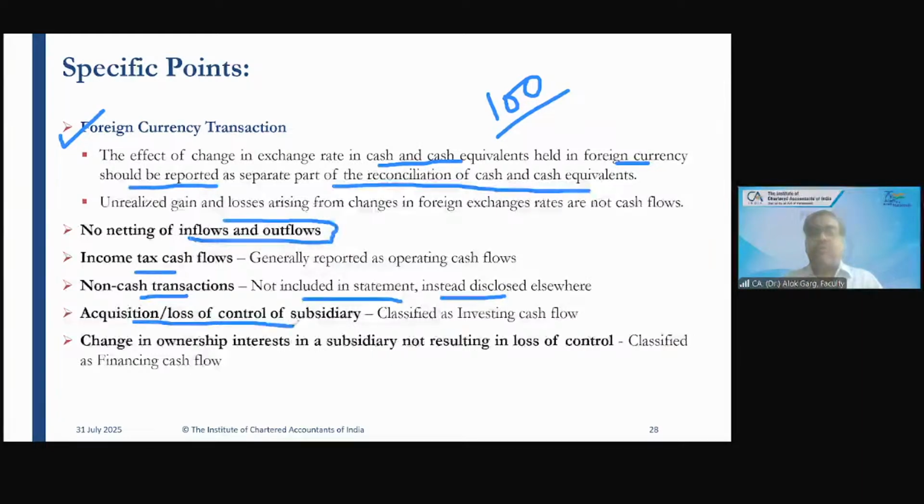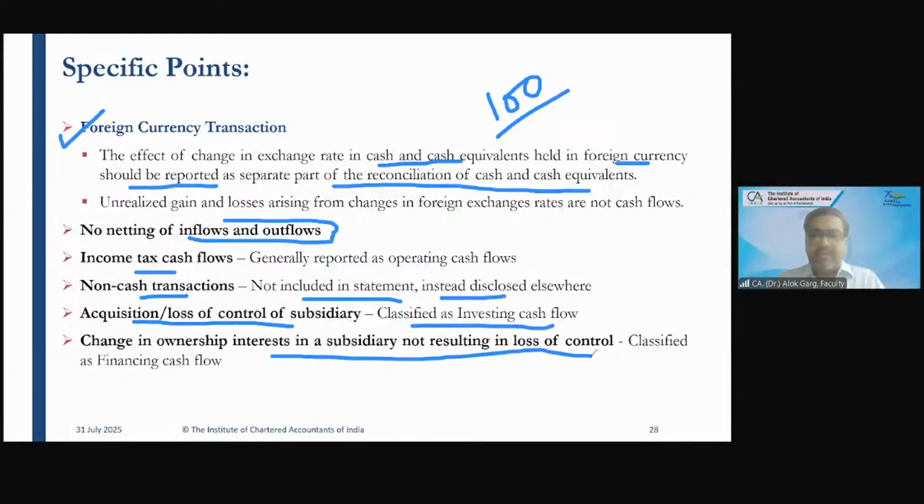Acquisition or loss of control of a subsidiary has to be classified as investing cash flow. We have recently seen some examples. Now, change in ownership interest in the subsidiary not resulting in loss of control. For example, the company has invested in a subsidiary, 100% owned. The company was in need of money and has sold a stake of 20%. Earlier it was 100%, now it is 80%.